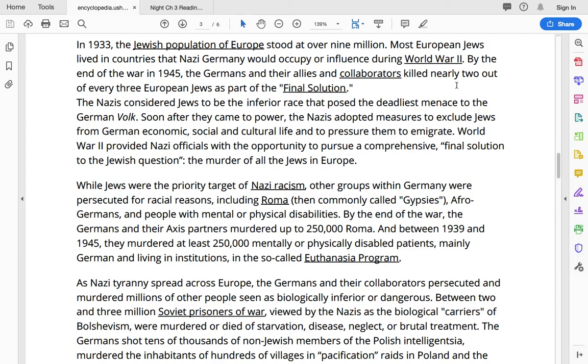World War II provided Nazi officials with the opportunity to pursue a comprehensive Final Solution to the Jewish question: the murder of all the Jews in Europe. While Jews were the priority target of Nazi racism, other groups within Germany were persecuted for racial reasons, including Roma, commonly called gypsies, Afro-Germans, and people with mental or physical disabilities. By the end of the war, the Germans and their Axis partners had murdered up to 250,000 Roma, and between 1939 and 1945, they murdered at least 250,000 mentally or physically disabled patients, mainly German and living in institutions, in what was called the euthanasia program.